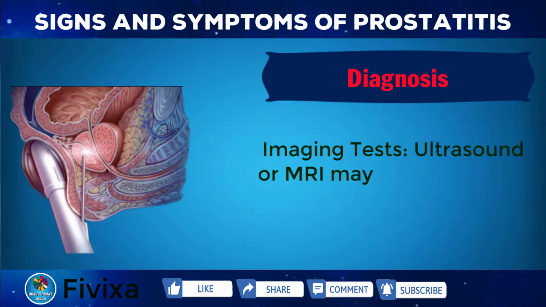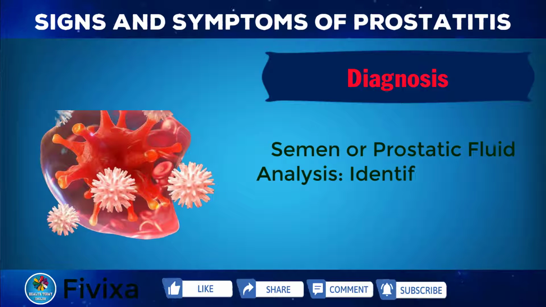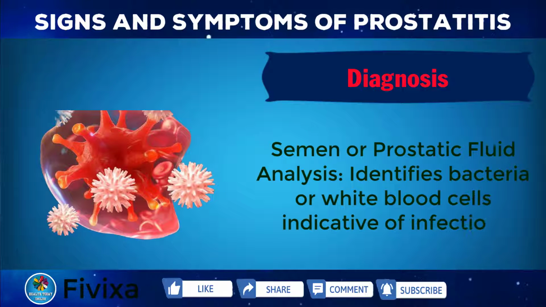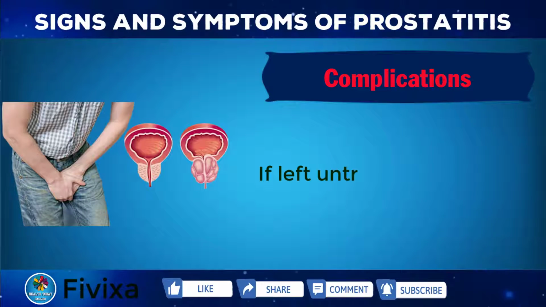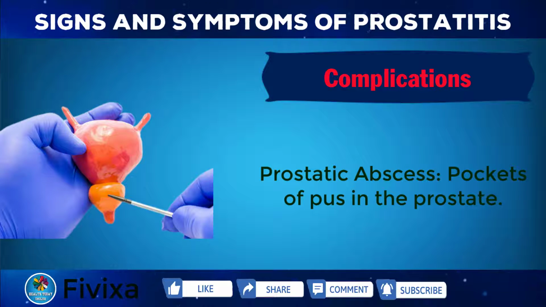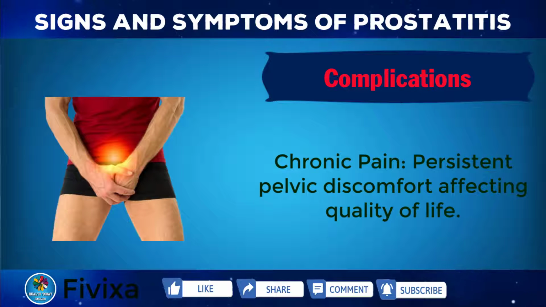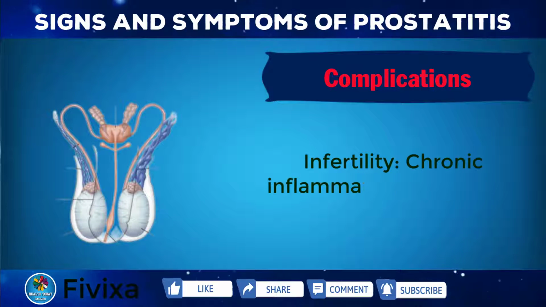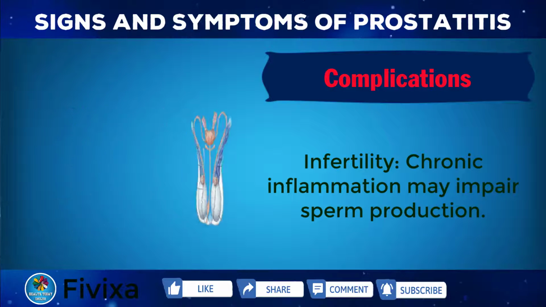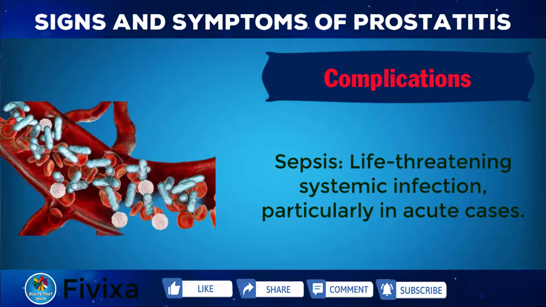Imaging tests. Ultrasound or MRI may be used to rule out abscesses or other prostate abnormalities. Semen or prostatic fluid analysis identifies bacteria or white blood cells indicative of infection. Complications. If left untreated, prostatitis can lead to prostatic abscess, pockets of pus in the prostate; chronic pain, persistent pelvic discomfort affecting quality of life; infertility, as chronic inflammation may impair sperm production; and sepsis, a life-threatening systemic infection, particularly in acute cases.